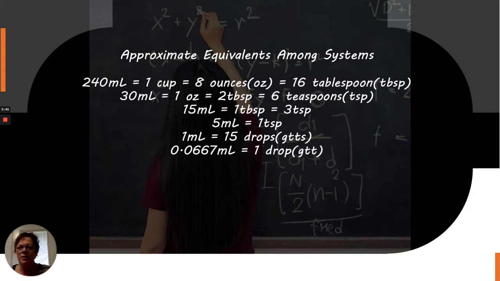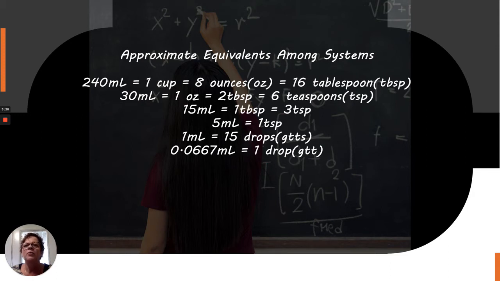All of these conversions are taken from the medical math guidelines, so you can go and look at those printed out for your use. 240 milliliters equals 1 cup. 1 cup equals 8 ounces, and it also equals 16 tablespoons. 30 milliliters equals 1 ounce equals 2 tablespoons equals 6 teaspoons. 15 milliliters equals 1 tablespoon equals 3 teaspoons. 5 milliliters equals 1 teaspoon.